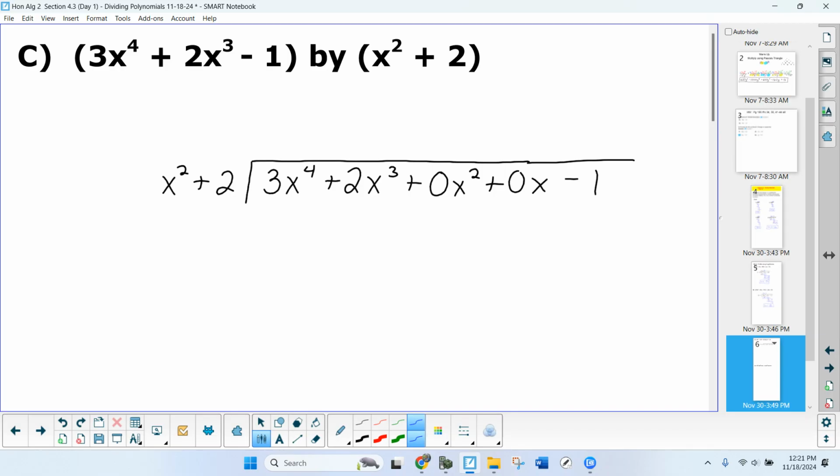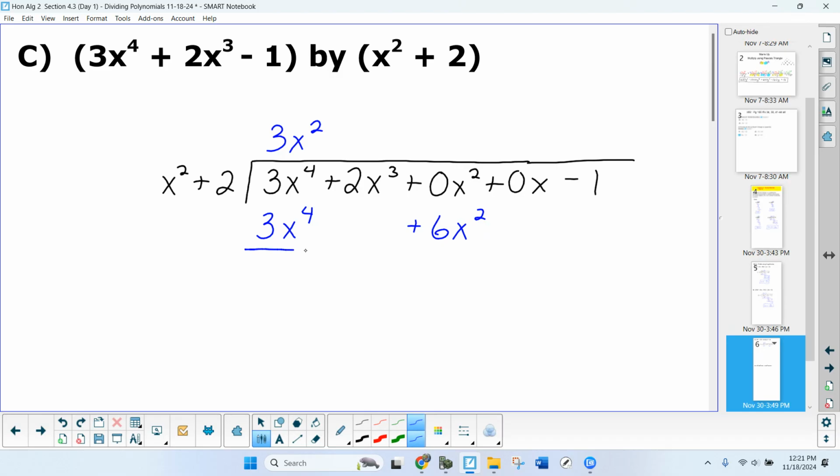AJ, what are you going to multiply x squared by to get to 3x to the 4th? 3x squared. Okay. Now, when you distribute, what's 3x squared times x squared? 3x to the 4th. And then, AJ, what do you get here? 6x squared. So, guys, I'm going to put it underneath the x squared.